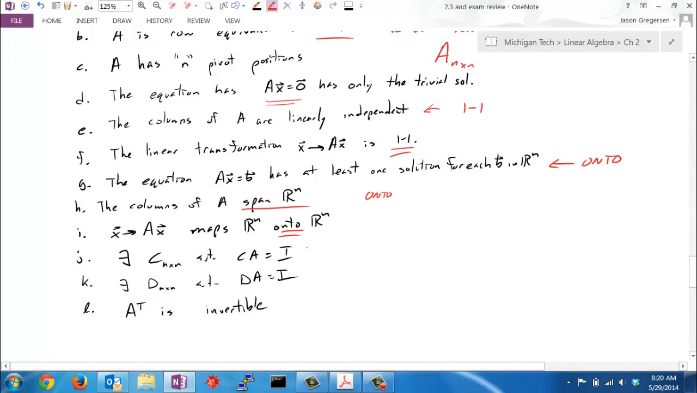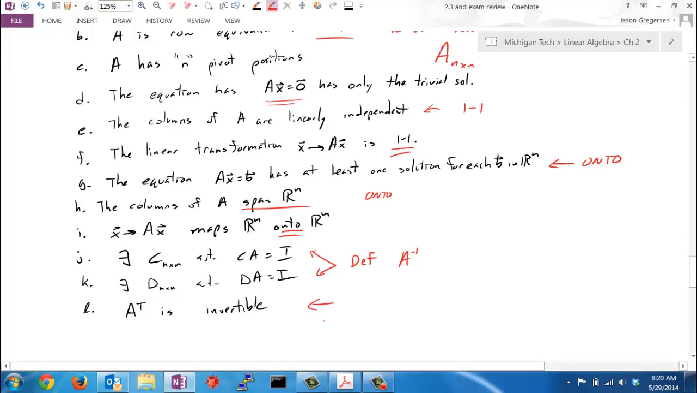What about the next two? There exists some matrix C such that CA equals identity, or there exists some other matrix D such that AD equals identity. Turns out C and D would have to be the same. But this is really just the definition of inverse. If there is an inverse, then yep, there is an inverse. And the last one says that the transpose is invertible. So if the matrix is invertible, its transpose is also invertible.